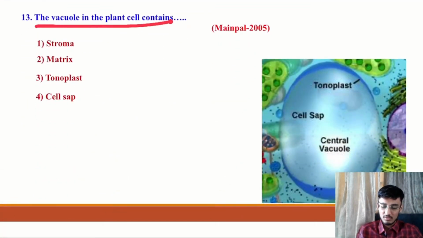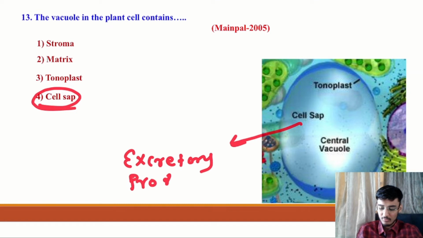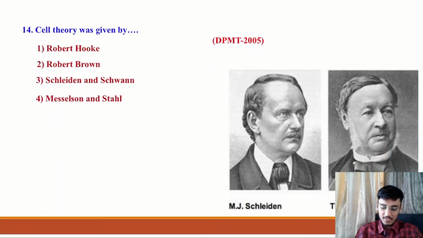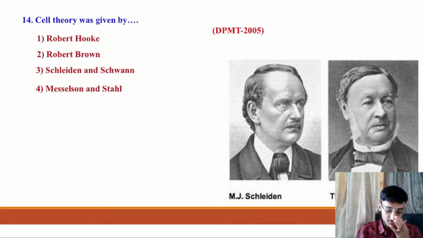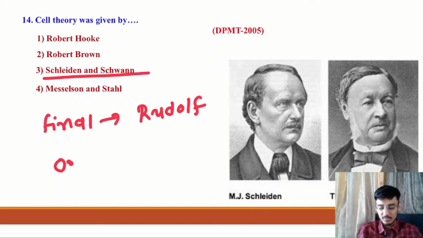The vacuole, bounded by the tonoplast, contains cell sap containing excretory products. Sometimes excretory products may be useful for the plant. Cell theory was given by Schleiden and Schwann, and the final shape of the theory was given by Rudolf Virchow. In one phrase, this is called omnis cellula e cellula.